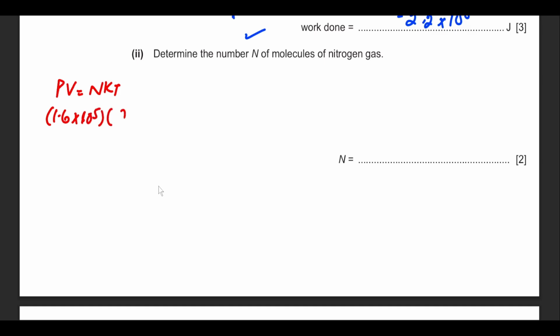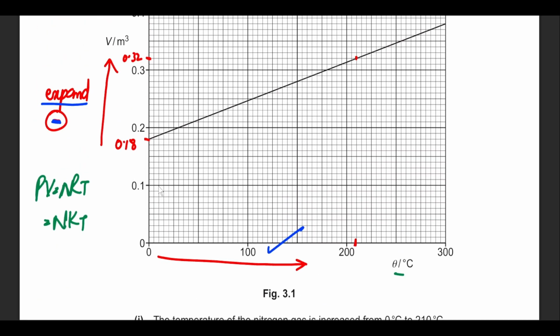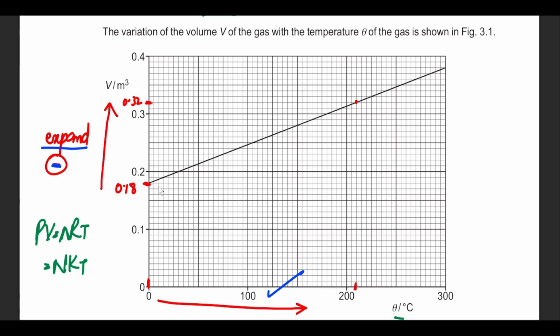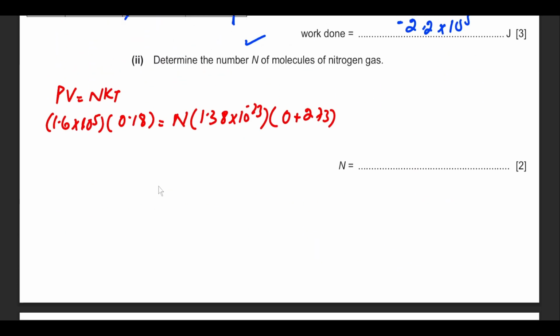V is 0.18, N is what we don't know, and k is the Boltzmann constant, 1.38 times 10 to the power minus 23. Temperature should be in Kelvin, so this will be 0 plus 273. Notice that if I'm taking 0.18, I'm taking the temperature as 0. If you were taking 0.32 over here, then the temperature should be 210. So if you wanted to solve this with other values, the only change here should be 0.32, and the only change here should be 210 plus 273.